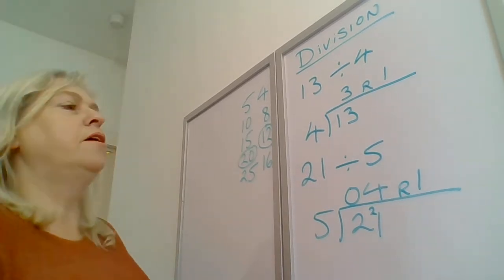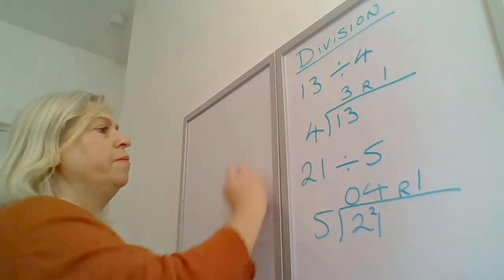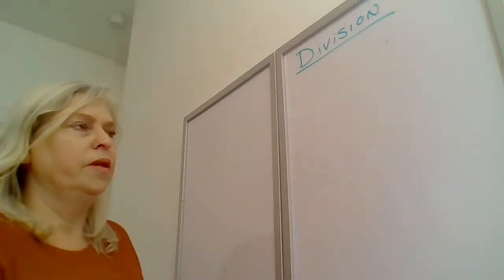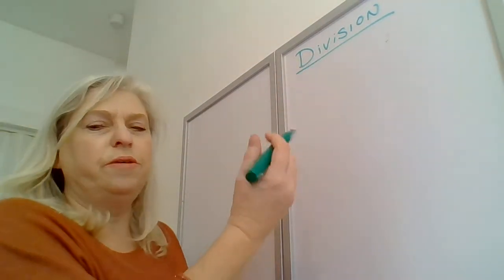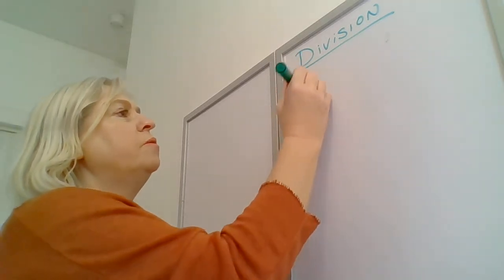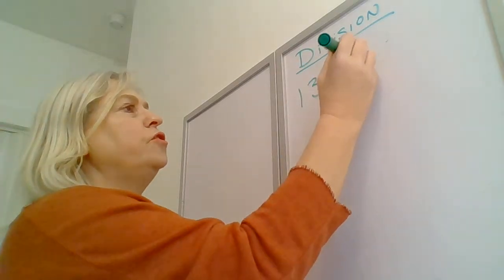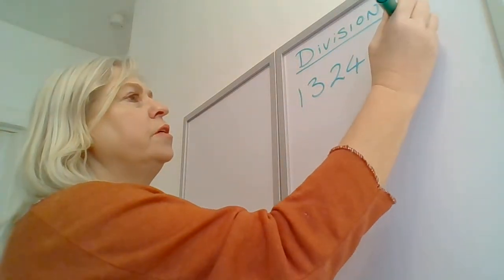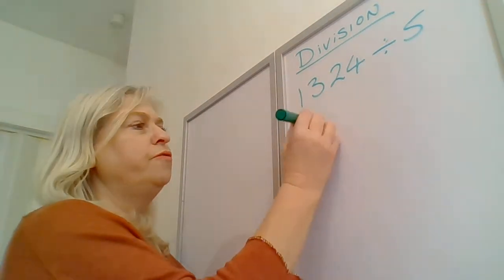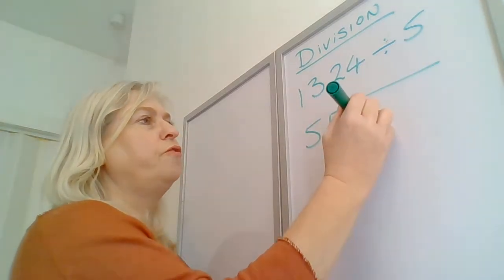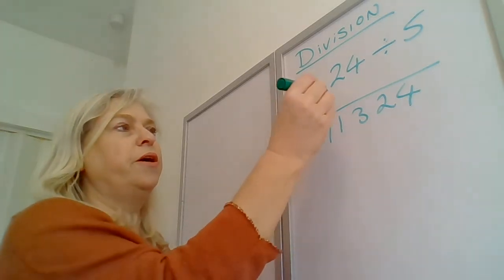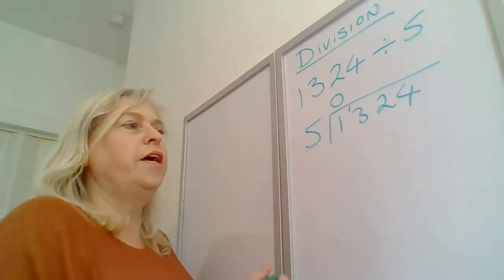Let's try some slightly harder ones. So this time, I'm going to stick with the 5 times table because that's quite a nice, easy table to use. Let's do 1,324 divided by 5. Okay, so again, that's 5's into. So we do our bus shelter, 1, 3, 2, 4. And we say 5's into 1, that doesn't go, so we can put our 0 if we like, and bring the 1 across to there.